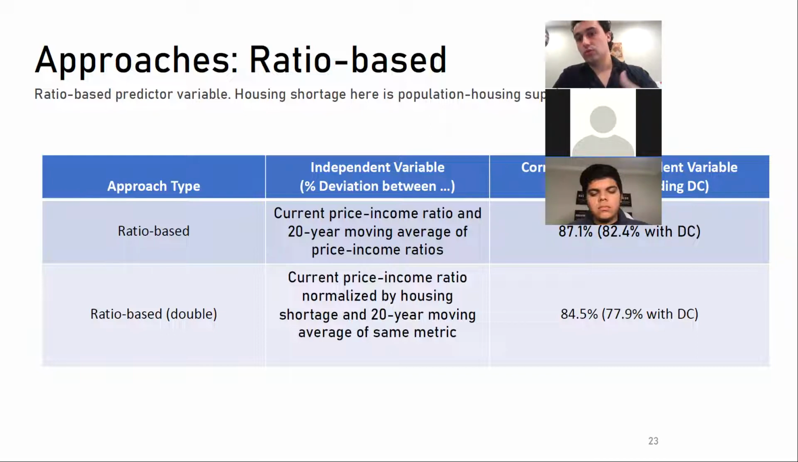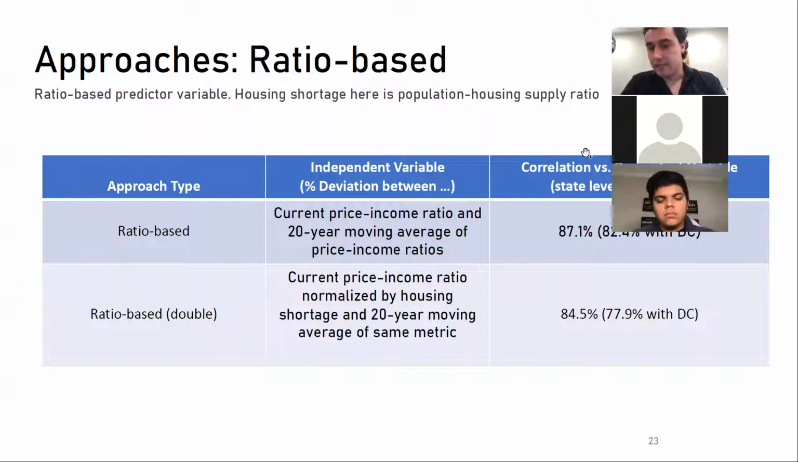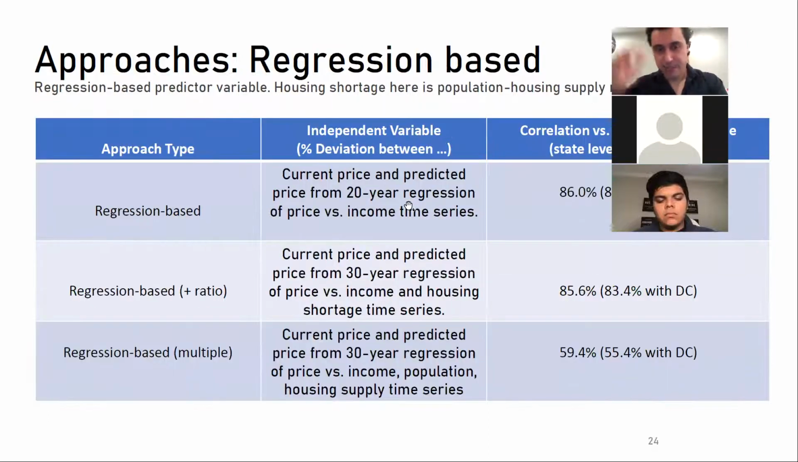And so an approach could be, okay, let's incorporate housing shortage and try to get some correlation. But here it didn't improve results. So 80, 84, 85%, and still very strong. So that's a ratio-based approach.